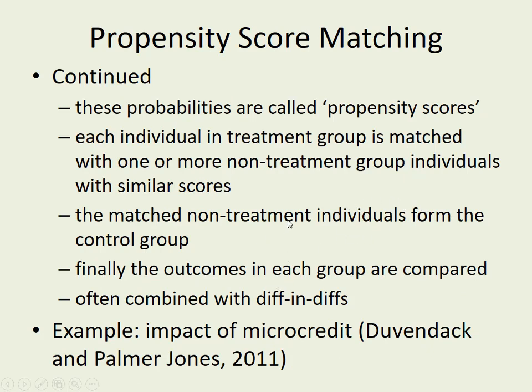And then once you've matched up each individual in the treatment group with an individual from the community, that gives you a control group. Once you've got that group of people who've got the same propensity scores as the people in the treatment group, that control group is formed from those people, and you compare the outcomes. And you can then use diff and diff to compare the outcomes between the two groups.